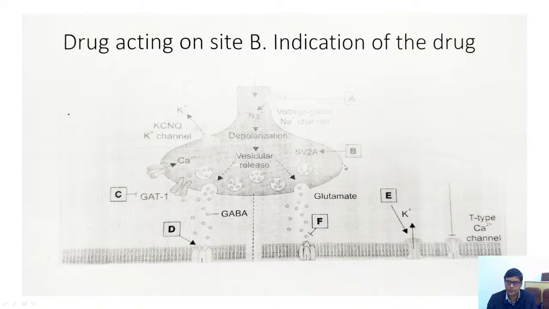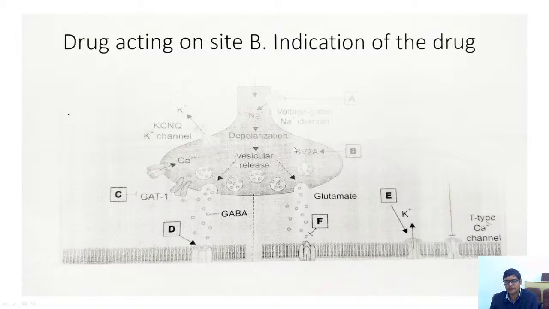So B is SV2A. So I have already told you that this is related to anti-epileptic mechanism of action, but in exam you may not be given such a hint, so you just have to recall whatever you can recall from the given picture. But here sodium channel, voltage gated sodium channel, GABA, GAT1, glutamate, this all gives you a hint that this basically is about some anti-epileptic drugs mechanism of action.